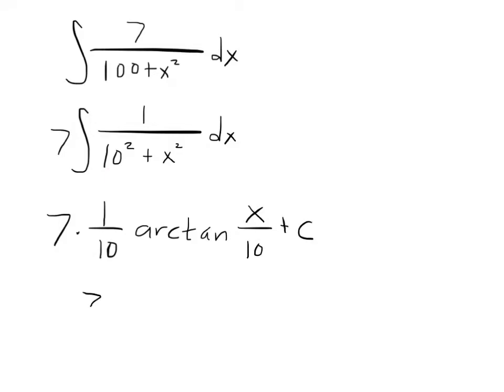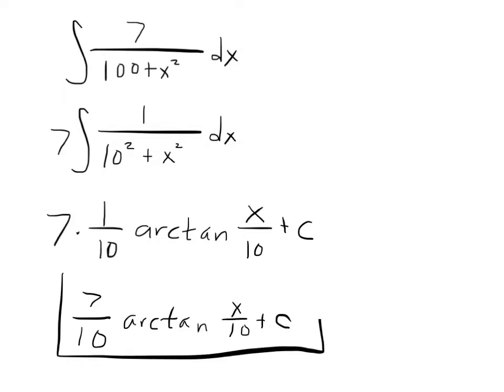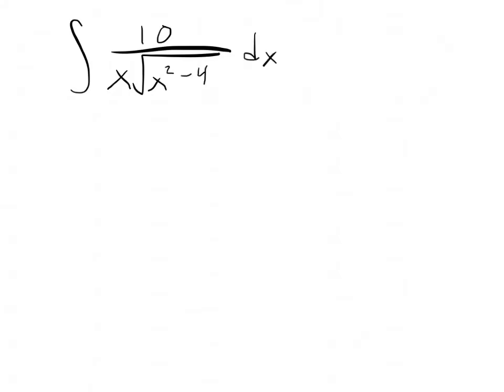And the last thing I can do to make it prettier is to do this. And that's our answer. Okay. I have one more basic example before I go into some more complicated examples. So here's that last sort of basic example. The integral of 10 over x times the square root of x squared minus 4 dx. So, if you're doing this at home, take a minute and pause the video, try that one on your own, see if you can make that connection.